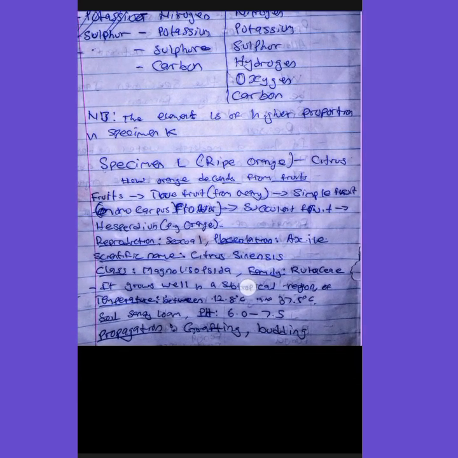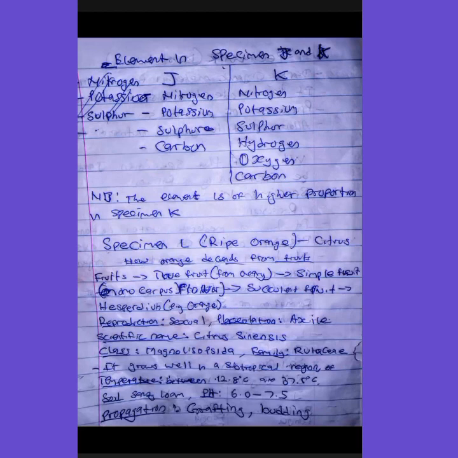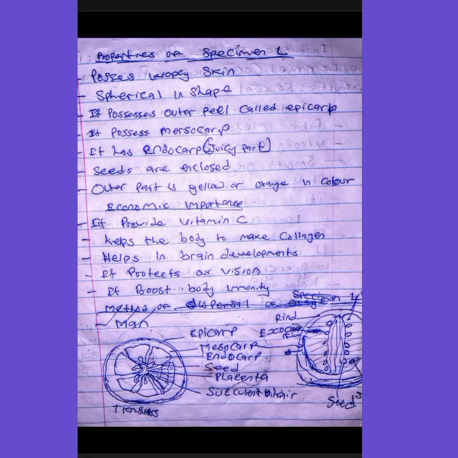The reproduction, it exhibits sexual reproduction. It has axile placentation. The scientific name is Citrus sinensis. The class is Magnoliopsida, while the family is Rutaceae. It grows well in a subtropical region. The temperature is between 12.8 degrees Celsius to 37.5 degrees Celsius. Now the soil requirement, we all know that's sandy loam. The propagation is by grafting or by budding. That's the main propagation method for orange.